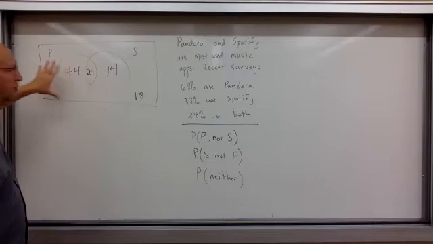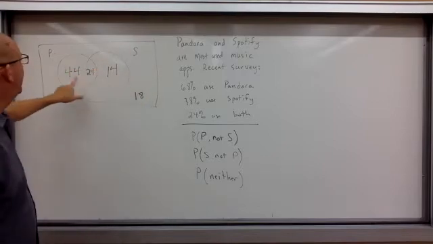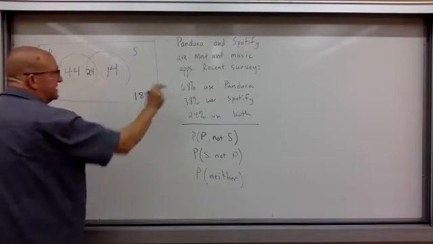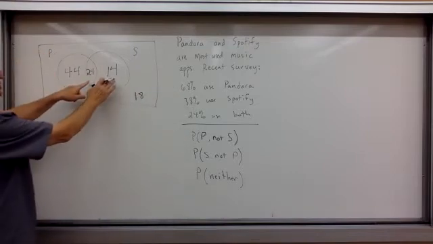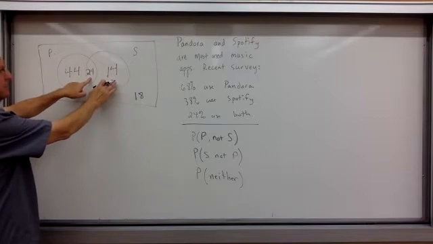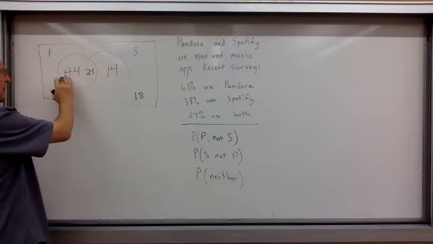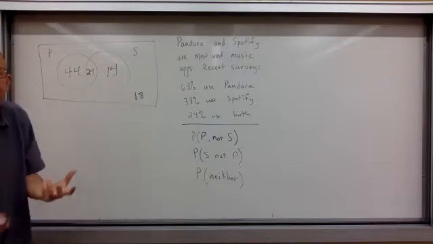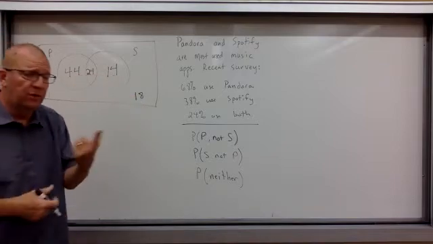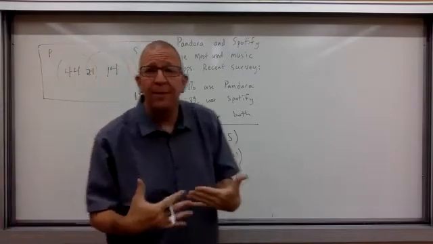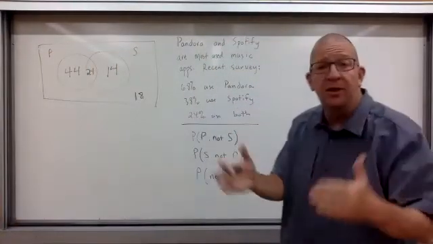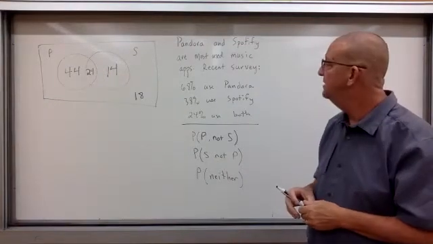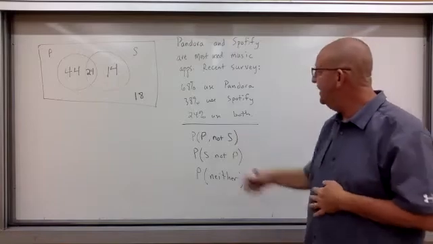Okay, the Pandora circle, the Spotify circle. Now, look, the Pandora circle, 44 and 24, that's 68, check. The Spotify circle, 24 and 14, 38, check. 44, 24, 14, 18, that has to add up to 100%. Remember, one of the rules we had for a valid probability model is that all the probabilities have to add up to 1 or 100%. Okay, so now we can answer the question.